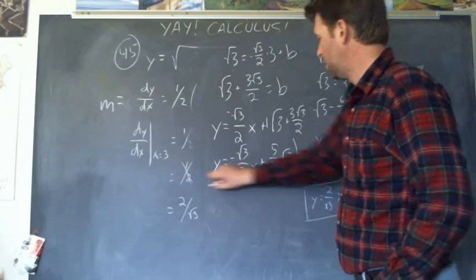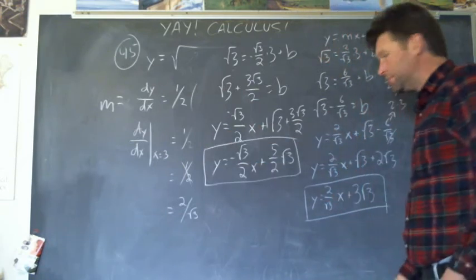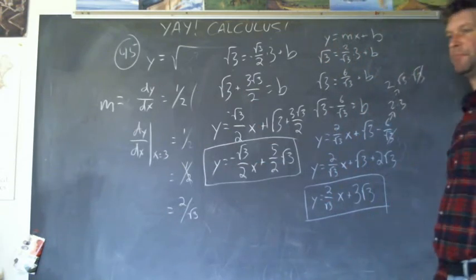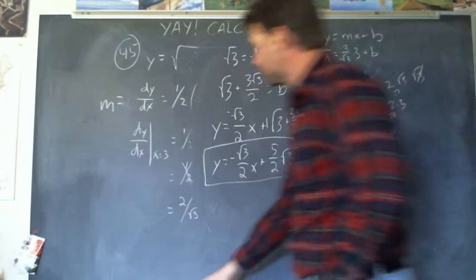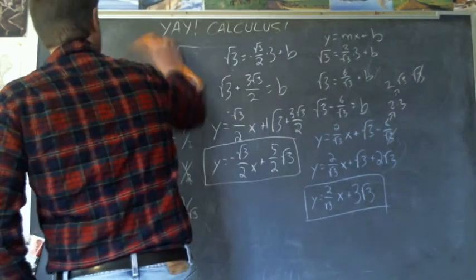And here is our equation for normal line. All's well and good. Moving on, number 46.